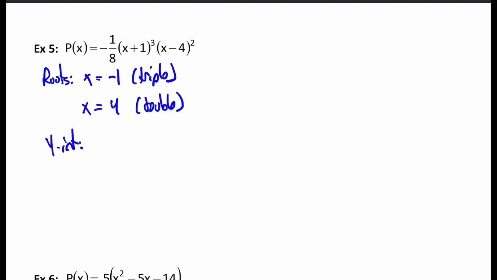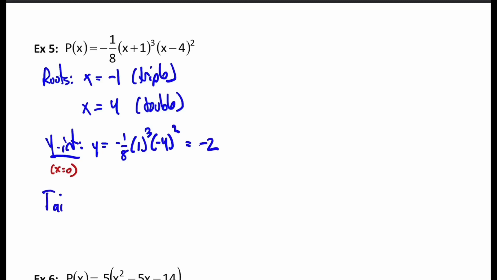My y-intercept. This is where it gets a little tricky. For y-intercept, remember, we want to set x equal to 0, and whatever's left is the y-intercept. So if you set x equal to 0, what do we have left? Well, we're going to have y equals negative 1/8 times 1 cubed times negative 4 squared. So whatever you get when you multiply all this stuff out, that's going to be the y-intercept. All right, so 1 cubed is just 1. We don't have to worry about that. Negative 4 squared is 16. Negative 1/8 of 16 is negative 2. That's going to be my y-intercept.